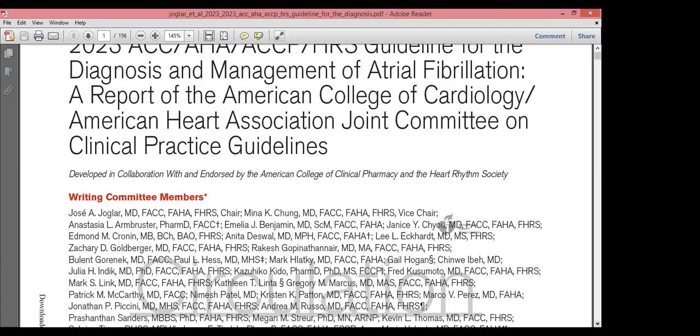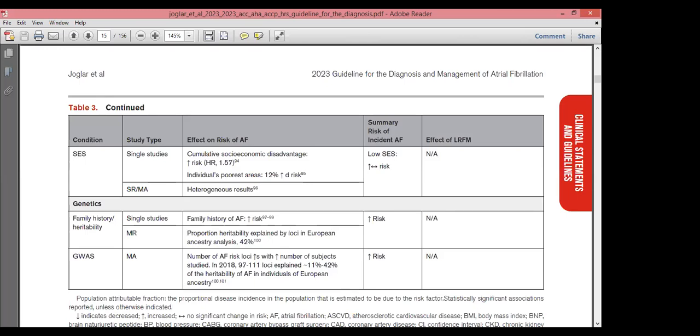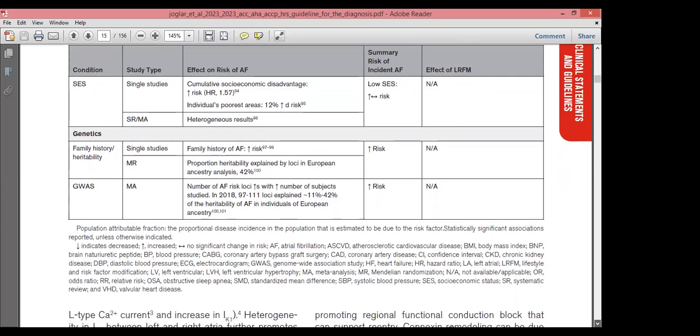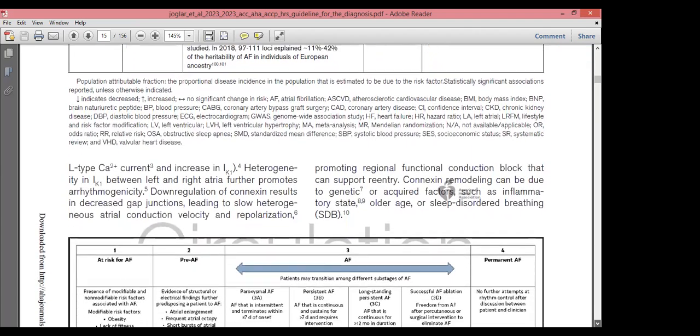So atrial fibrillation is the commonest type of supraventricular tachycardia. It is a form of supraventricular tachycardia that is characterized by uncoordinated atrial activation and then ineffective atrial contraction. Previously, it was grouped, or classified, into 5. The classification was: first lone AF, then paroxysmal, then persistent, then long-standing persistent, then permanent.